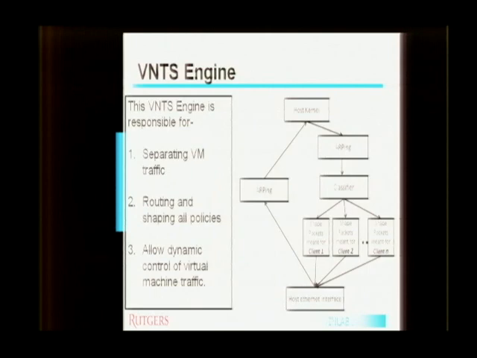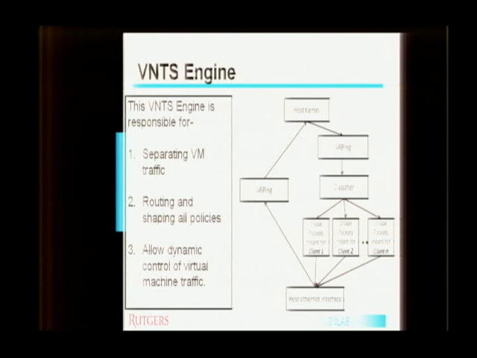So the VNTS engine is implemented in Click. The primary functions that the VNTS engine is responsible for are separating the VM traffic. It needs to find out which traffic is associated with what mobile client to reduce the rate that it needs to shape at. It needs to provide all routing and shaping policies, and it needs to allow dynamic control of the virtual machine traffic. We don't want to do static shaping that was established before. We need to be able to dynamically shape the traffic at any given point of time when we want to.